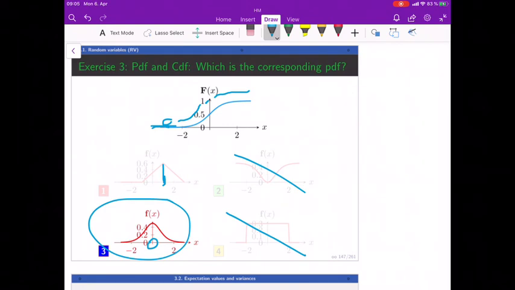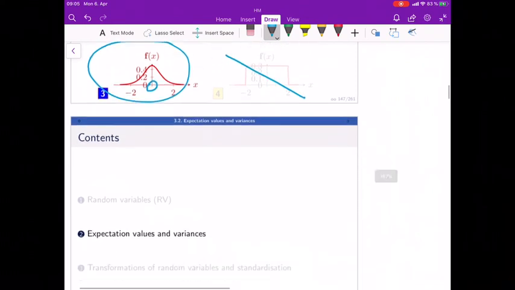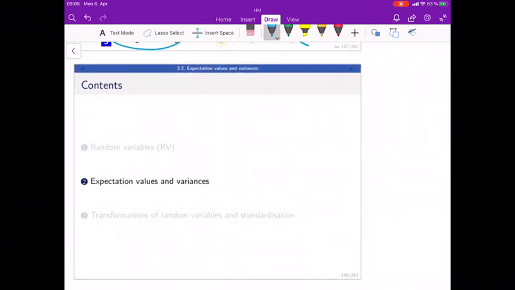Perfect. Good. So that was the first part. In the next part, we're going to think about random variables and expectation values and variances. See you in a sec.